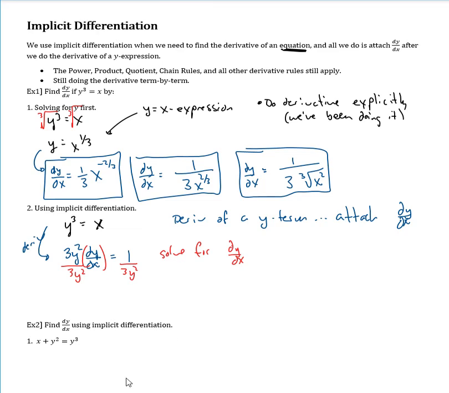Just like that. That's all it takes. And then now we've got our dy dx. So our dy dx is now by itself, equal to 1 over 3y squared. And that's that. Okay, so we found it. So we've got our answer here.